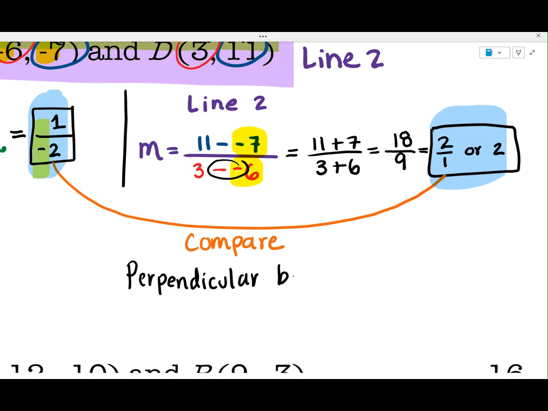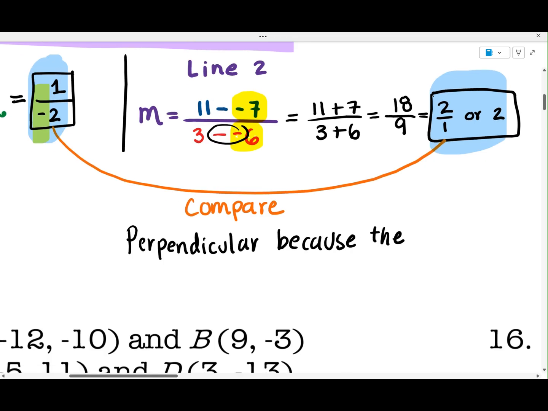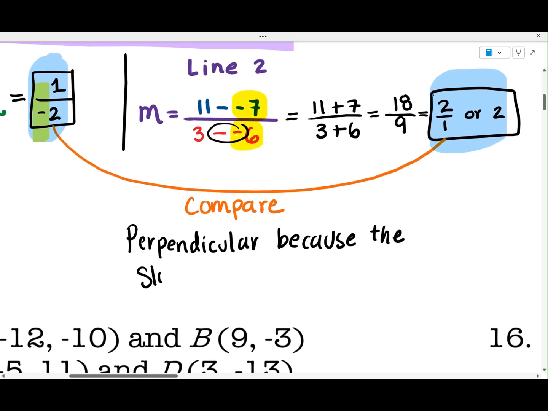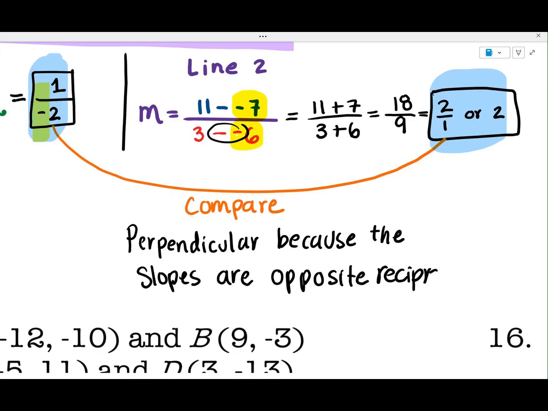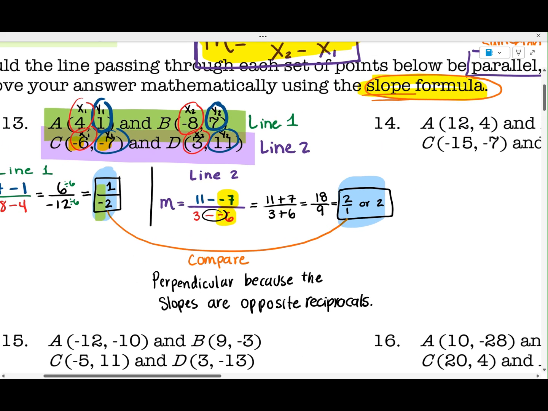I'm going to go ahead and express why they're perpendicular, which is what I just said right now. The slopes have opposite signs, or I can just briefly say that the slopes are opposite reciprocals. That indicates that it has opposite signs and that they're reciprocals of each other.